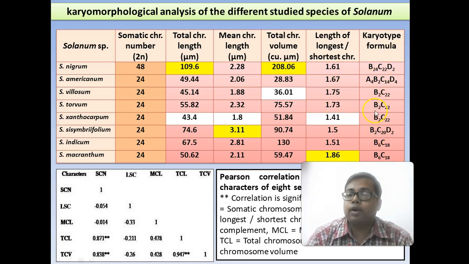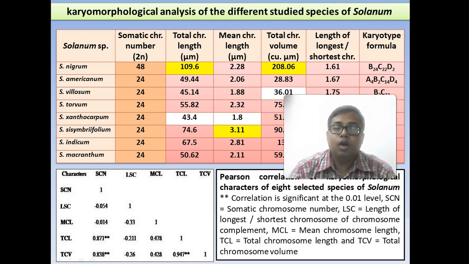are the karyotype formulas. All the plants show mainly 2 types of chromosome except Solanum americanum. These show 4 types of chromosome, and Solanum indicum and Solanum sessimifolium show 3 different kinds of chromosome.